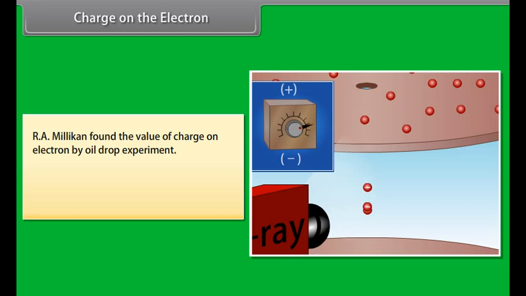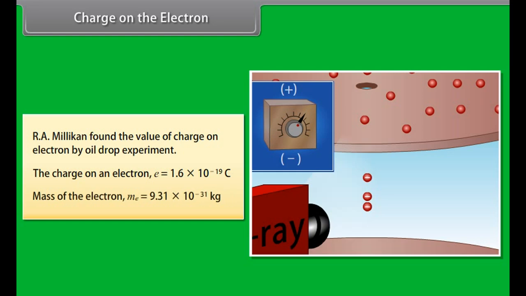The X-rays ionize the molecules of air. One or more electrons thus produced may be absorbed by an oil droplet. Thus, the charge on an electron e is equal to 1.6 x 10^-19 coulomb. Mass of the electron me is equal to 9.31 x 10^-31 kilogram. Discovery of protons and neutrons.